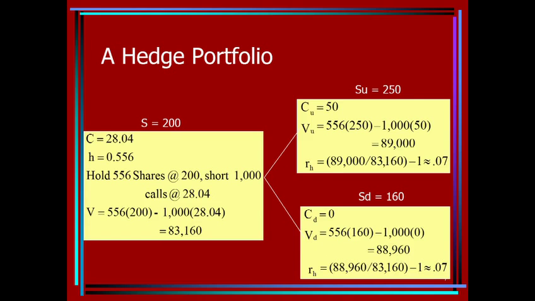So it shows that if you were to hedge correctly and your hedge ratio is correct, in this case you don't have to rebalance because it's one period. But if it's multi-period, you will need to rebalance. But if you hedge correctly, then it does not matter whether the underlying price goes up or down. You will still end up with a risk-free rate of return.